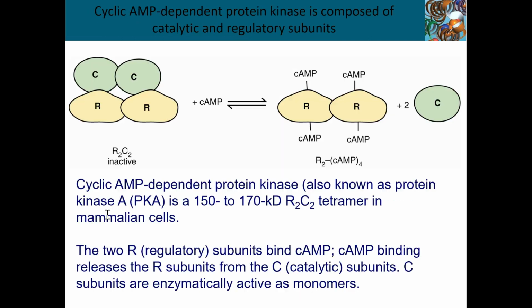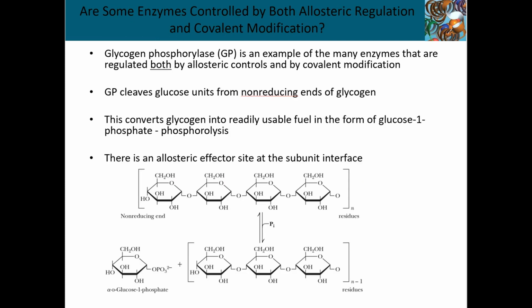Now, going back up here, or perhaps here. A good example of regulation that we want to pay a little bit of attention to. Let's talk about glycogen phosphorylase as an example that we can lean on for a system that has both allosteric regulation and is subjected to covalent modification, where both of these types of regulation take place.